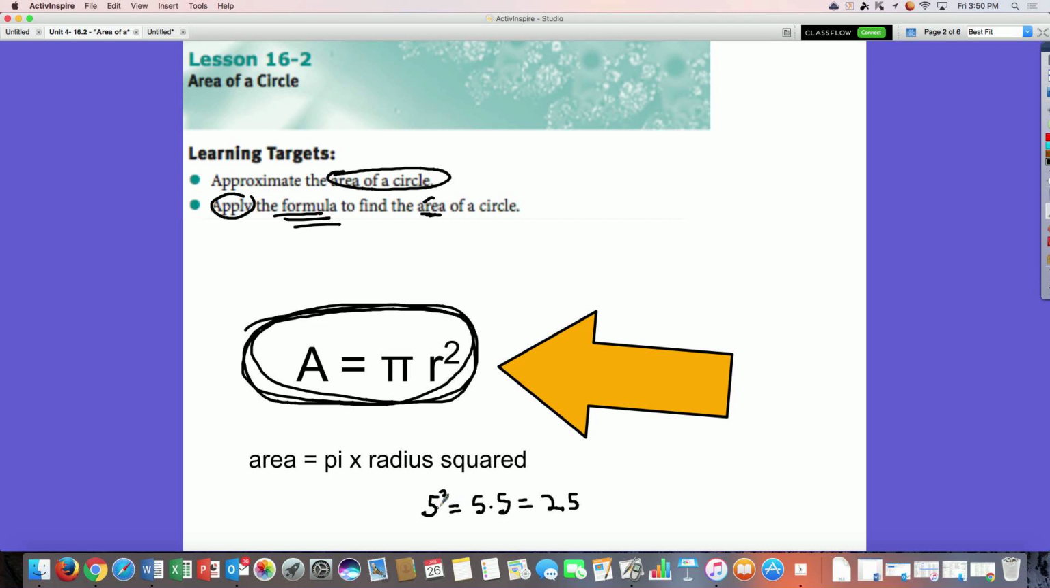All your math teachers will laugh at you. That's not 5 times 2. That's 5 squared. So what's the formula? Yell it out loud right now in class. Area equals pi r squared. Yell it out. Whoa, I didn't mean to yell that loud.